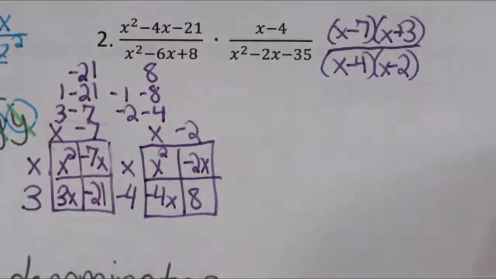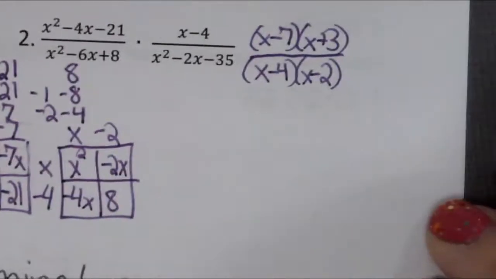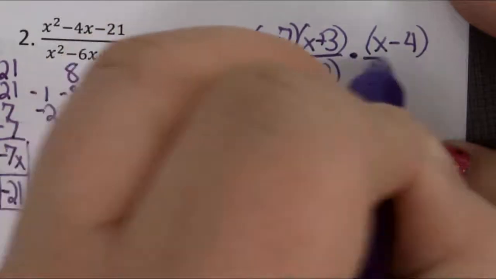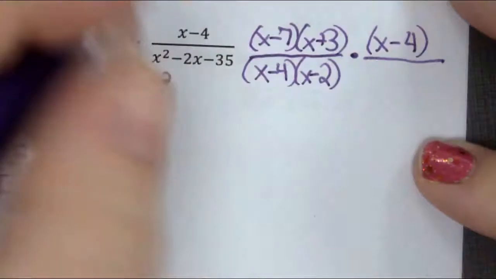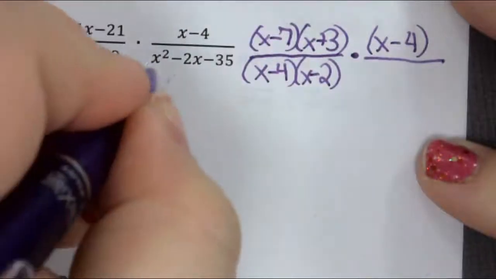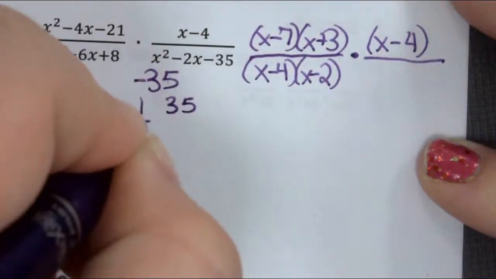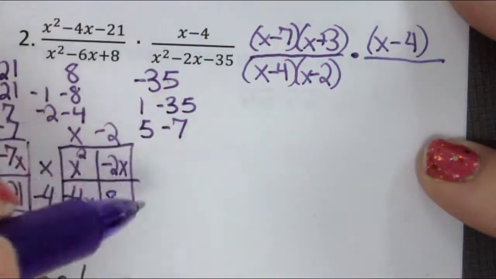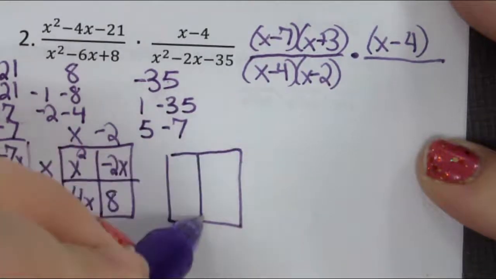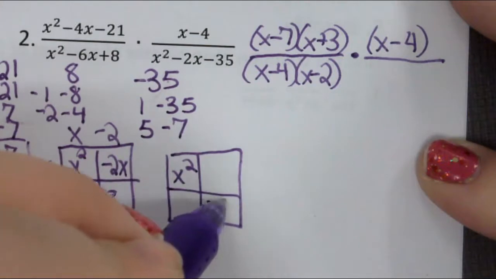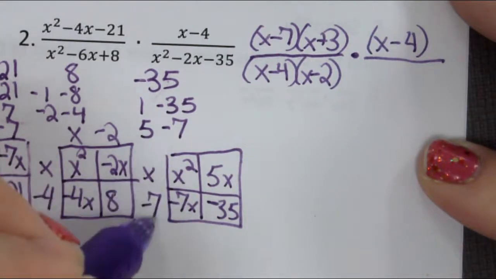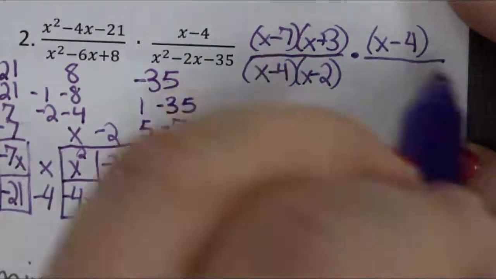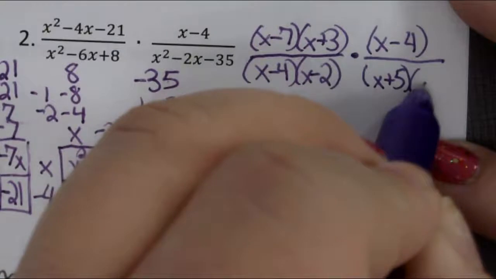There's our first fraction. Our second fraction, the numerator, has already been factored to x minus 4, but the denominator needs to be factored. So we have a times c is -35, 1 and 35, 5 and 7. We want to make our larger factor negative. So x squared and -35, then 5x and -7x. I could take an x out, a -7, an x, and a 5. So x plus 5 and x minus 7.